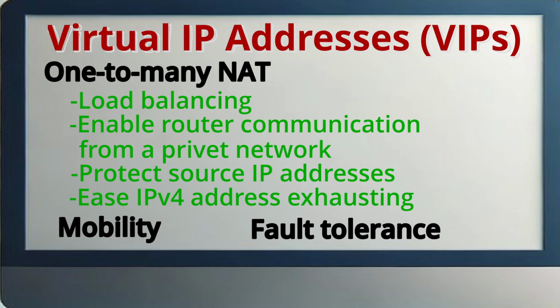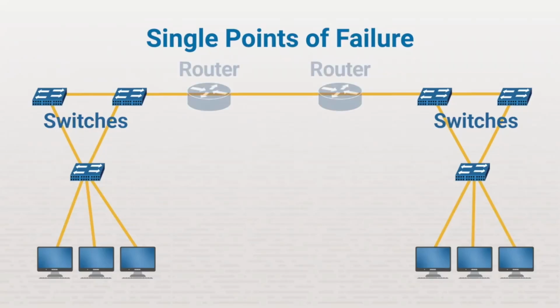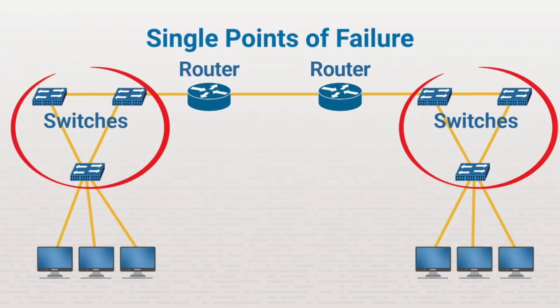Let's look at one example of how we can use virtual IP addresses to provide router availability. Carefully examine this configuration and determine where the possible single points of failure are. If you look closely, you see there are redundant connections between the switches on both LANs.